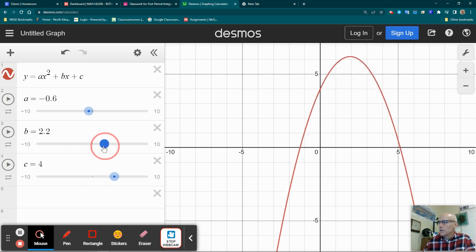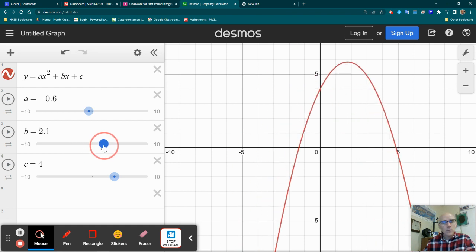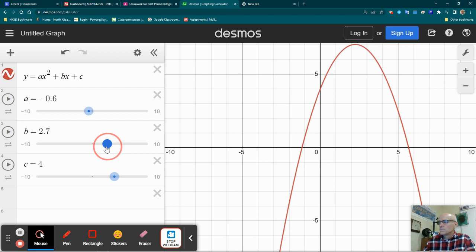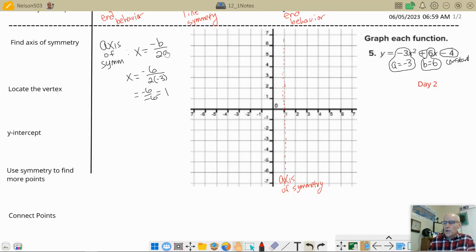Let's see what the b value does. That's interesting. See how the b value moves where the axis of symmetry is located? So that is really important information as well to determine where the axis of symmetry is. Make sure you have that formula down in your notes. This is the formula we're going to use to find the axis of symmetry.